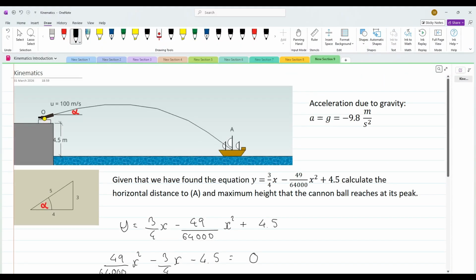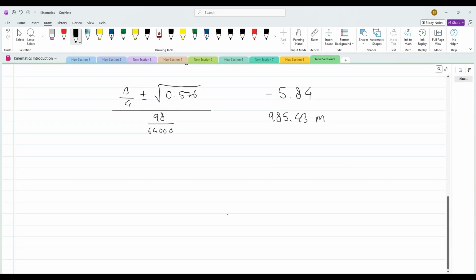Now let's go back to the second problem we are asked. We are asked to find the maximum height that the cannonball reaches at its peak. Now, there are several ways we can do this, but my preferred choice would be to differentiate the equation, finding where the velocity equals 0, calculating x, and then plugging that back into the formula.